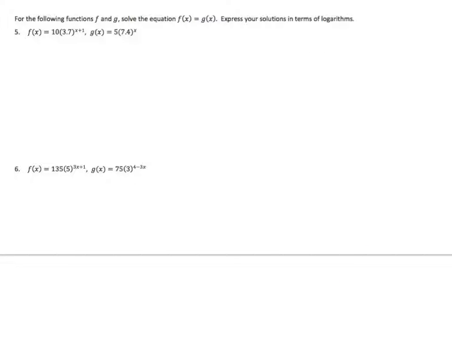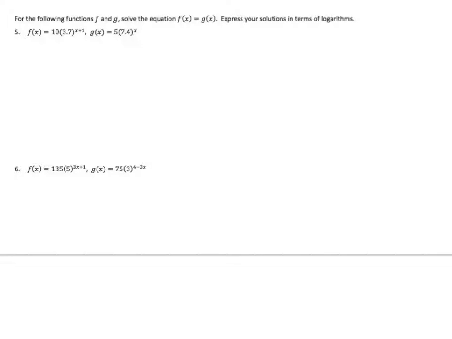All right, the following functions f and g solve the equation f of x equals g of x. Express your solutions in terms of logarithms. There's about 6 of these. I'm not going to do them all live for you, but I'm going to do 1 or 2, and you can follow along and look at some tricks and see if you can make your life easier as you work through these. Let's go ahead and start.